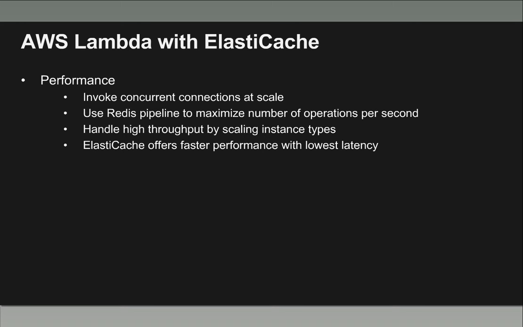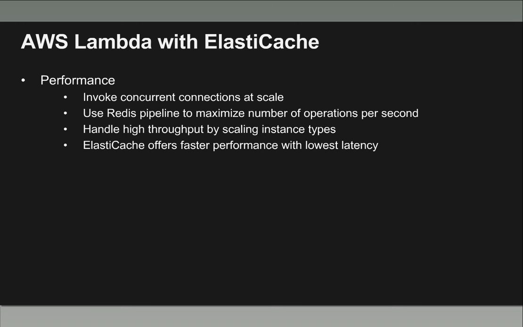In addition to that, it's always recommended to use Redis pipeline to maximize the number of operations per second. As we all know, Redis is a TCP-based request-response system. That means when you send a Lambda request to a Redis data store, the Redis data store will queue the request, process it, and then send the response back. Well, it works when you are issuing maybe hundreds of concurrent requests.